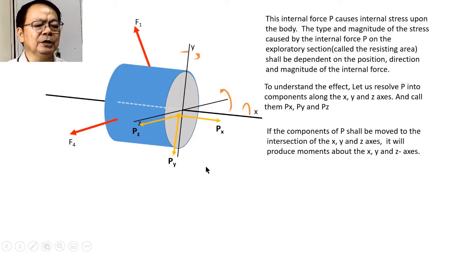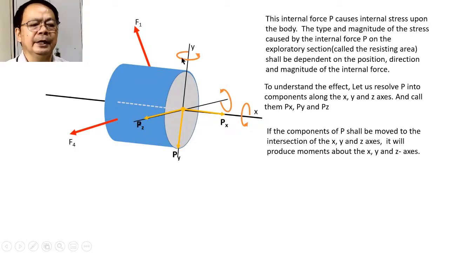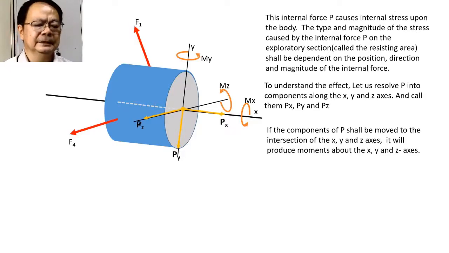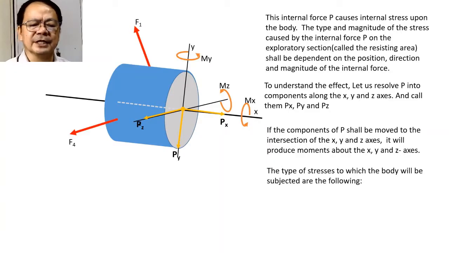Kapag i-move natin siya dito, so may napoproduce na moment about x, moment about y, and the moment about z. At sa kabuuan, kapag pinag-aralan natin yung magiging epekto ng lahat ng ito, itong Px, Py, Pz, moment about x, moment about y, at yung moment about z, shall be the entirety, yung kabuuan ng tinatawag nating mechanics of deformable bodies. Sabi nga, the type of stresses to which the body will be subjected are the following.